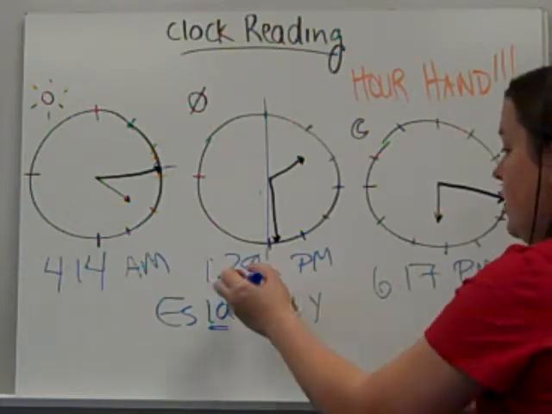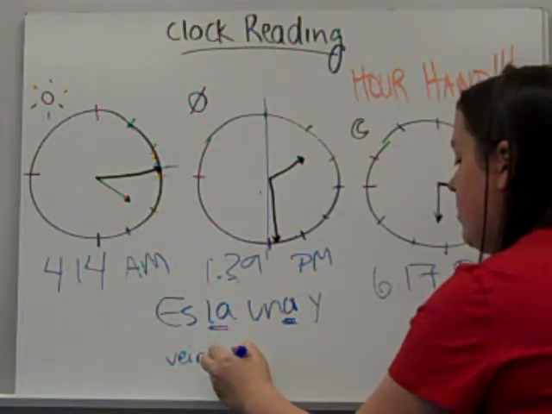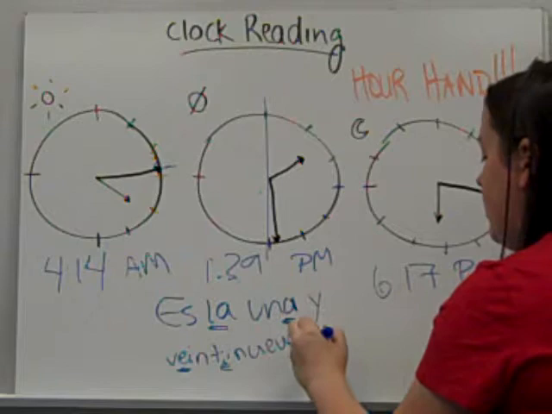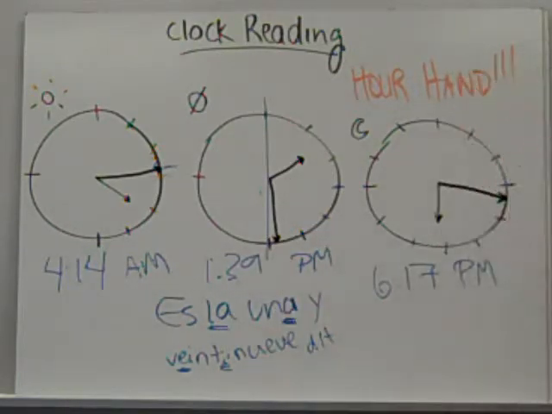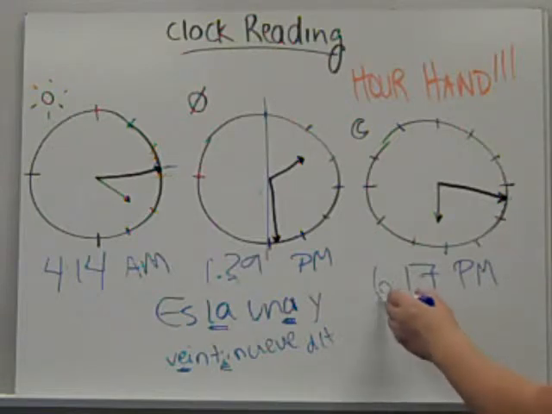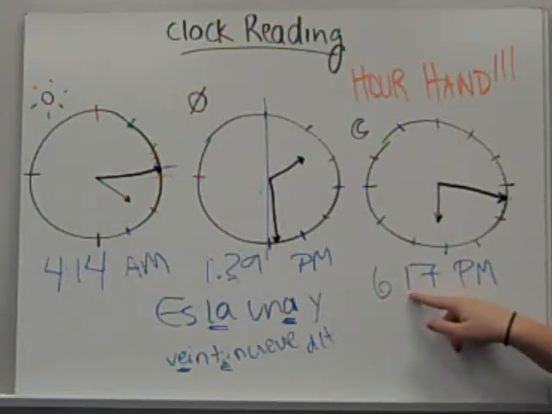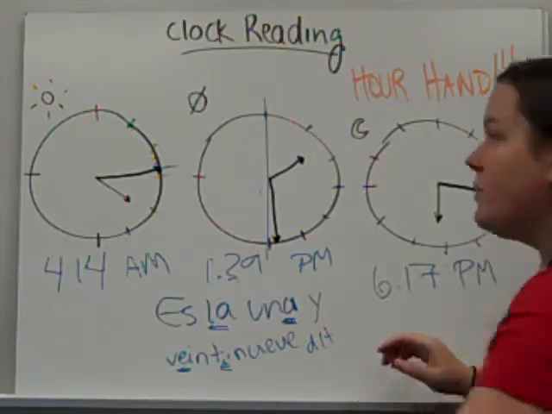And then 29, veinte, right here, nueve, and then de la tarde. I'll let you write that out. And then over here, 6:17, son las 6 y 17, and then at night, de la noche, right there.